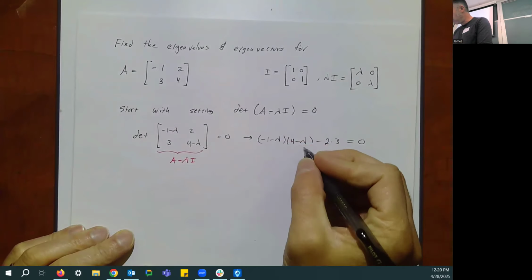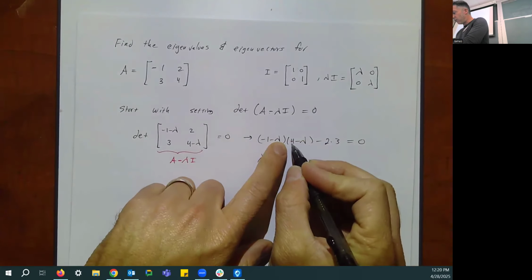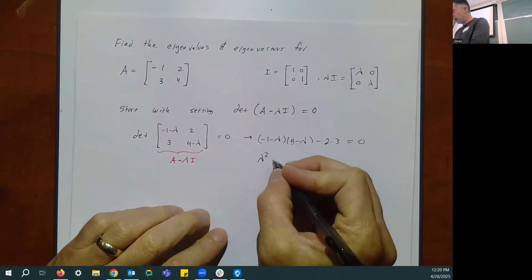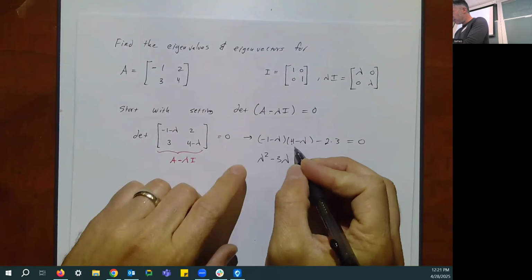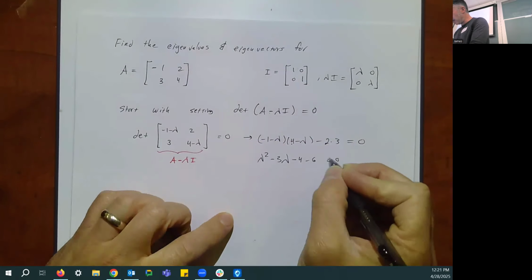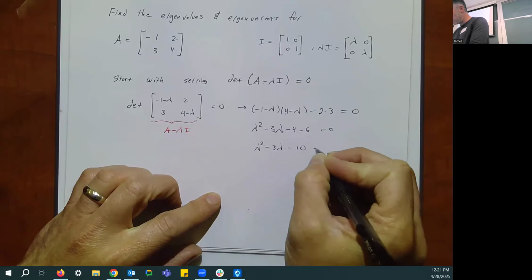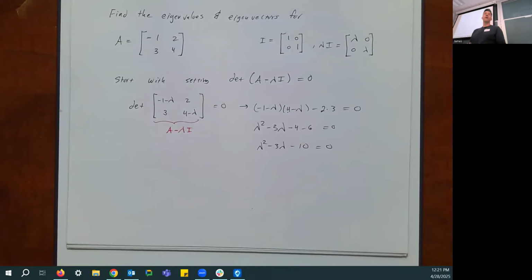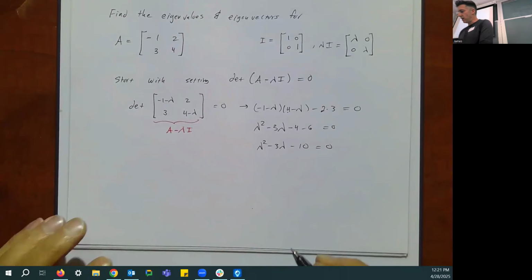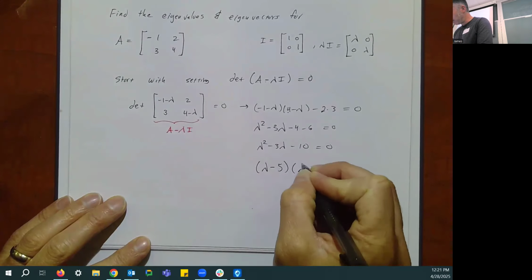Multiplying this out, what do we have here? Let's see. A negative lambda times negative lambda is lambda squared. Negative 4 lambda plus 1 lambda is -3 lambda. -4 -6. So we end up getting lambda squared -3 lambda -10 equal to 0. And we hope that it factors. It does. This definitely factors as lambda -5 times lambda plus 2.